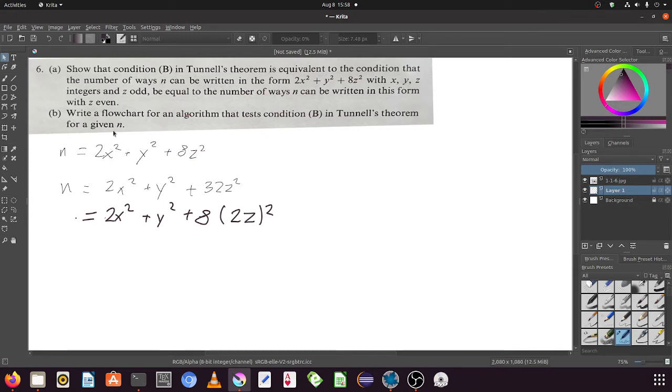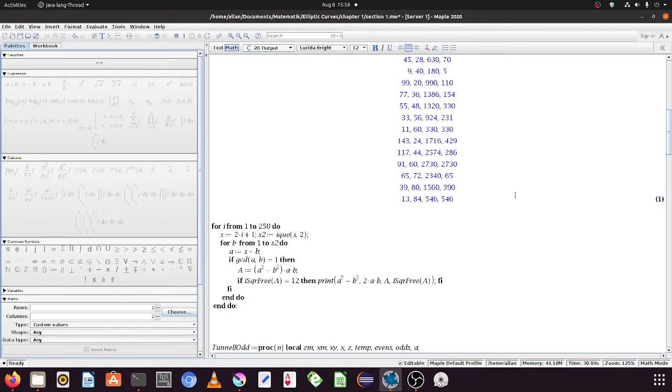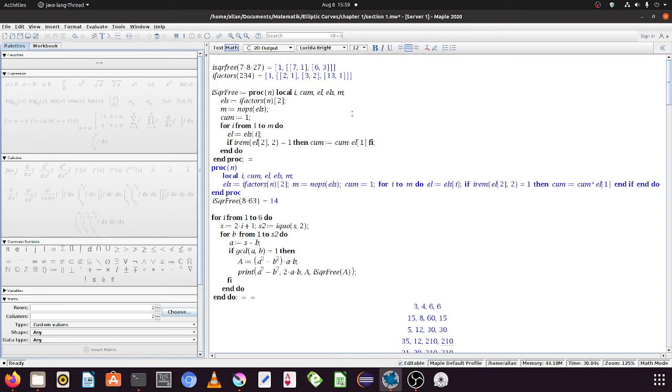So the next problem is to write a computer program to test condition B in Tunnell's theorem. I needed to work a little on Maple again, and I found some interesting procedures we can use. There is isquarefree, which does something. I can't really formulate it clearly, but ifactors makes factorization exactly in the form we needed.